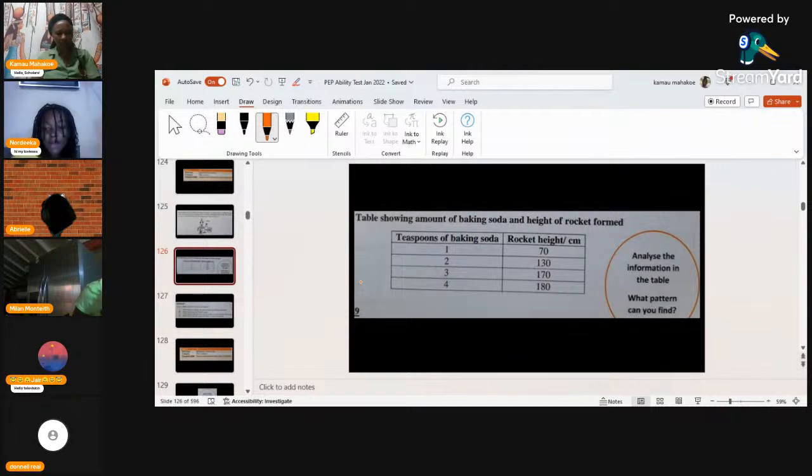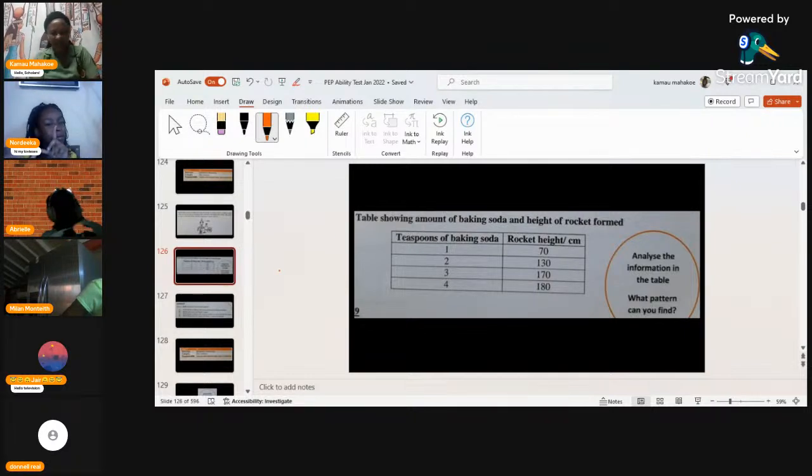rocket height 180 centimeters. Thank you, Donnell.